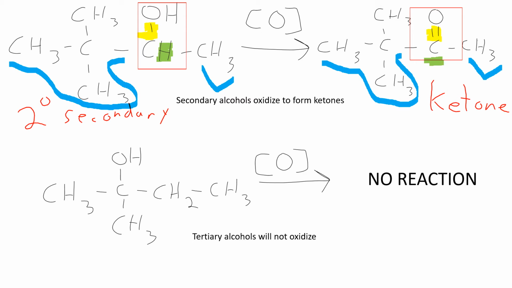At the bottom, we look at the last type of alcohol that we have. At the very bottom, you see we have a tertiary alcohol. This alcohol in the bottom left is a tertiary alcohol. And what we're seeing is that tertiary alcohols will not oxidize. So you get no reaction when you try to oxidize a tertiary alcohol. Nothing's going to happen. It'll just remain a tertiary alcohol. These tertiary alcohols cannot be oxidized.